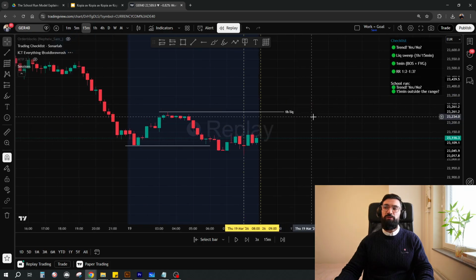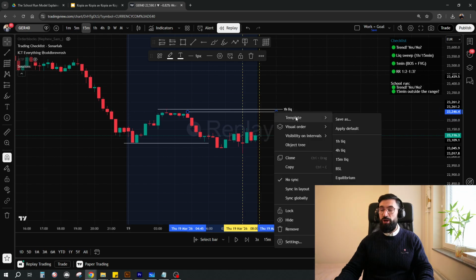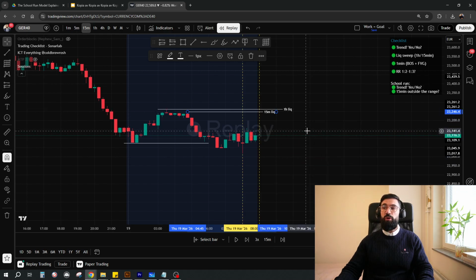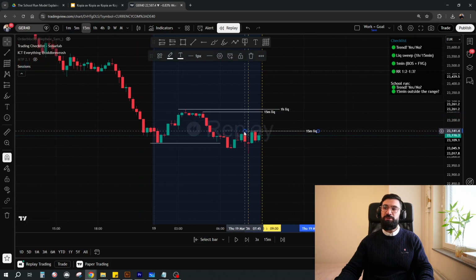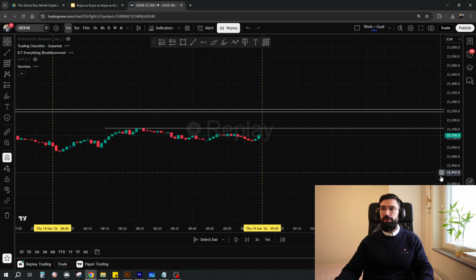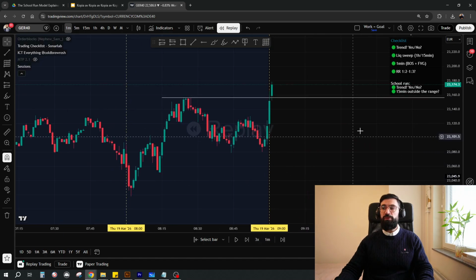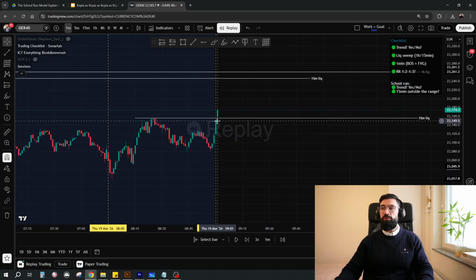Then we jump down to the 15-minute. We mark out the 15-minute highs because we are bearish. We want the market to take out the highs, give us a reaction to continue to the downside. So we mark out the 15-minute highs and liquidities, and we're waiting for the market to take out the liquidity. Now, it took out this liquidity right here.